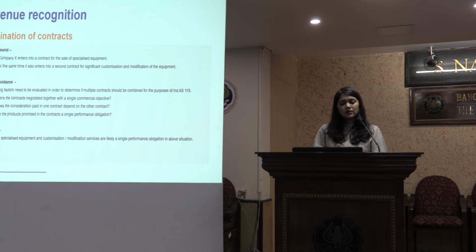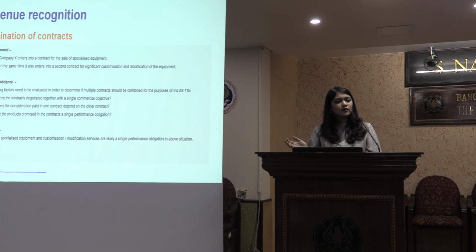Now, the factors that the standard says you need to look at. First, were the contracts negotiated together with a single commercial objective? Here we talk about the substance of the transaction: what was the commercial objective of entering into this contract? Did I want only the sale of equipment? Can I get the customization done from anyone? Or does that customization have to happen from that particular vendor only? It may just be a way that you have entered into two separate contracts, but ultimately you had to do both these things with that vendor. So that commercial objective needs to be seen.